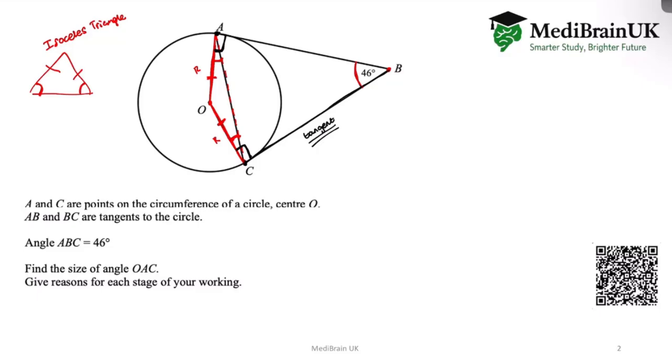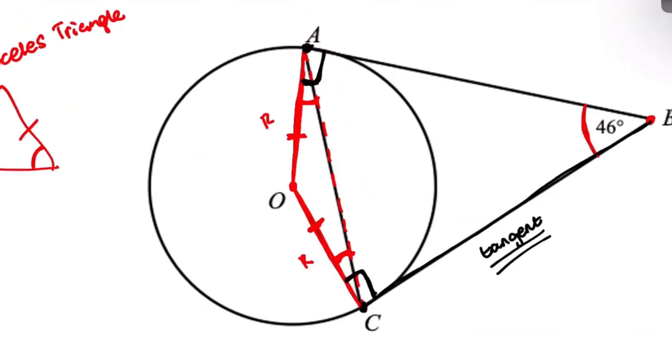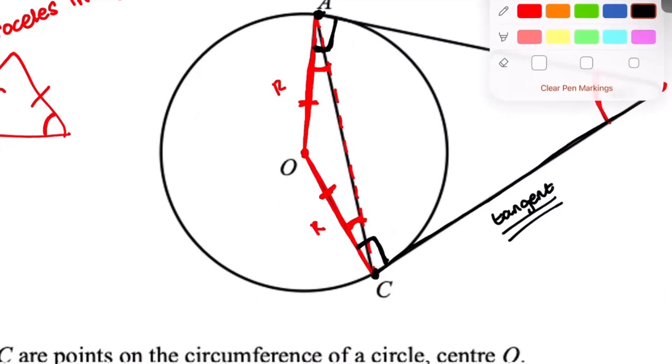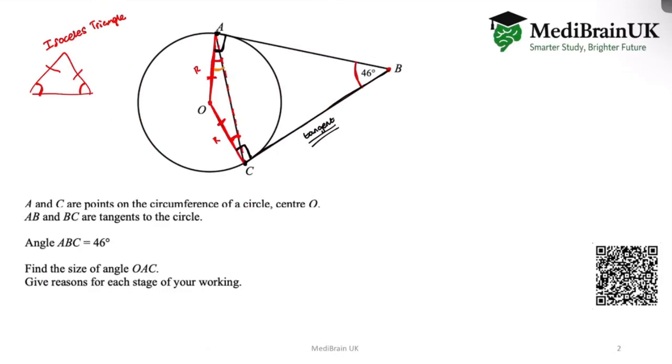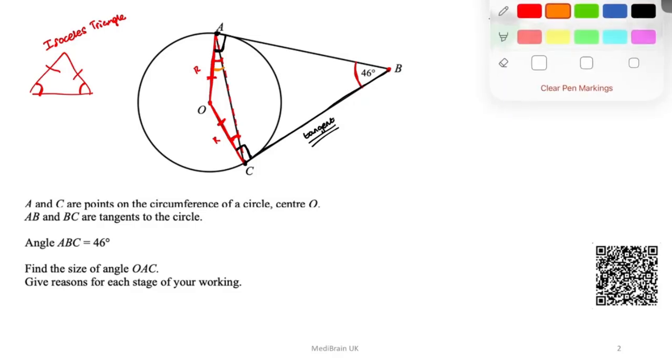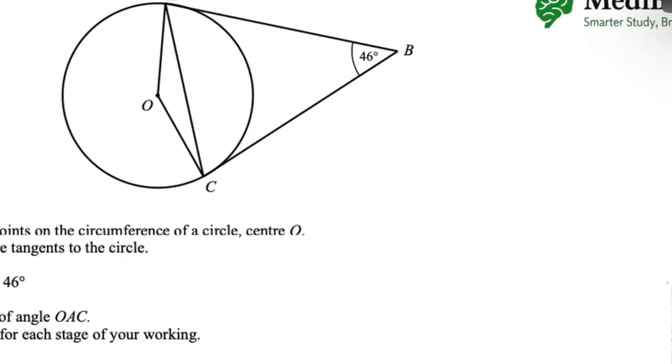Now, the size of the angle OAC is this one over here. Again, I'm going to switch color. It is this one over here, OAC. Okay, that's what we need to try and work out. So I'm going to get rid of my annotations and we're going to work through this again from the start.